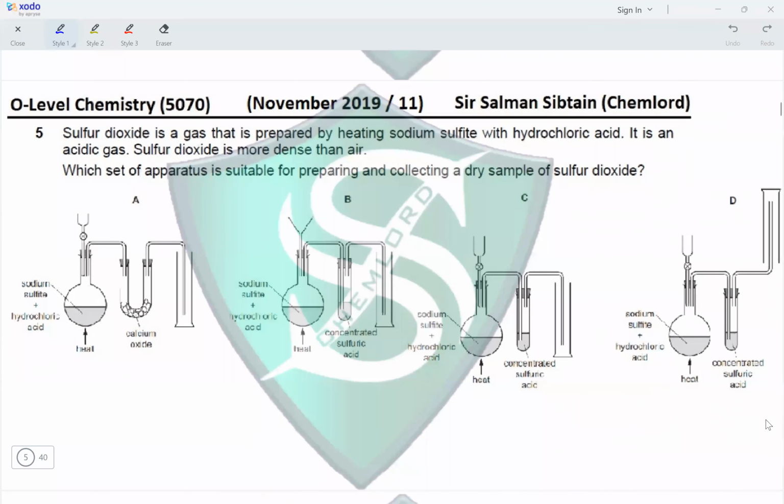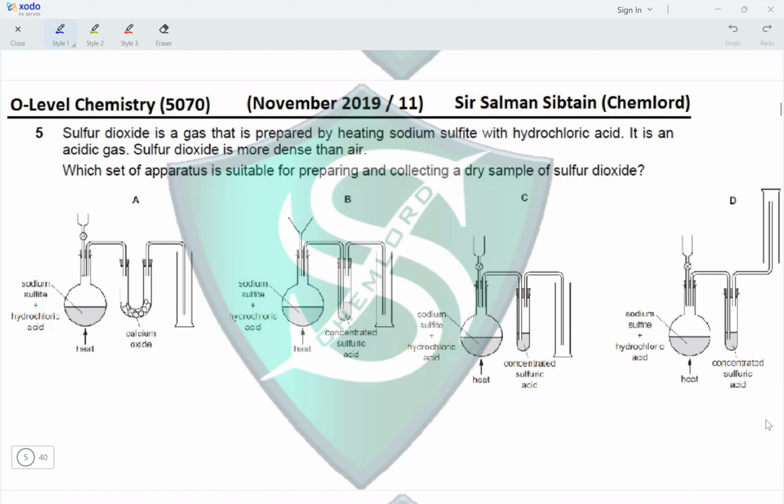Question 5. Sulfur dioxide is a gas that is prepared by heating sodium sulfide with hydrochloric acid. It is an acidic gas. Sulfur dioxide is more dense than air. Which set of apparatus is suitable for preparing and collecting a dry sample of sulfur dioxide? Okay, so we've got an acidic gas being produced.